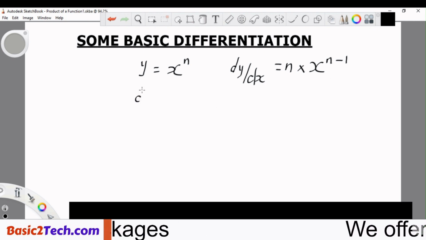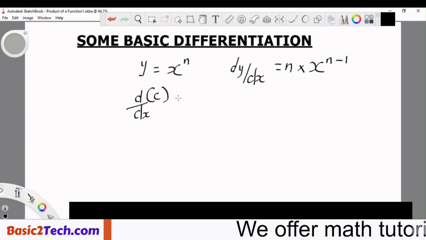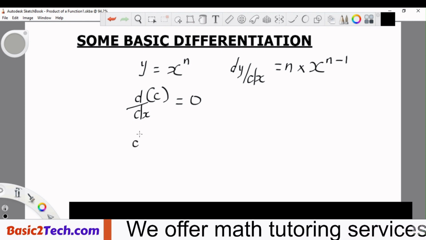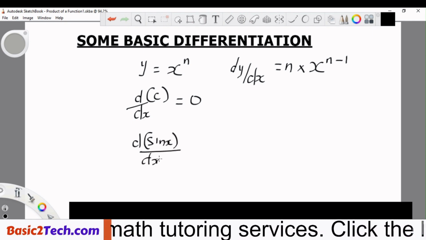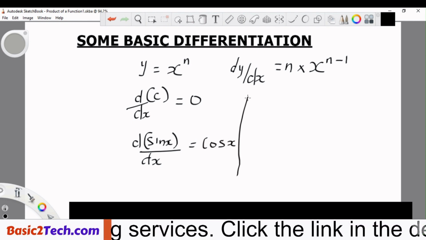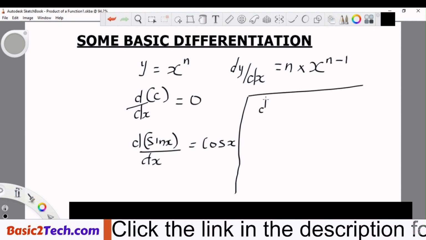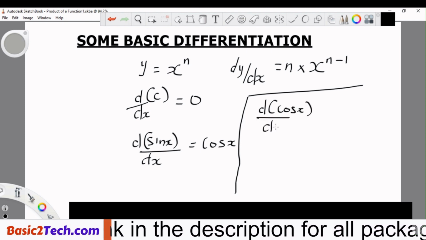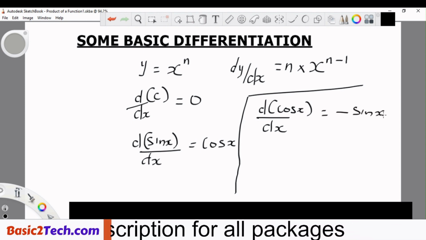Again, when we are differentiating a constant with respect to x, it gives us 0. When we differentiate sine x with respect to x, it gives us cos x. Again, when we differentiate cos x with respect to x, it gives us a negative sine x.